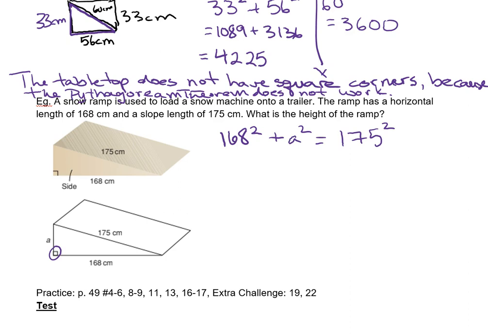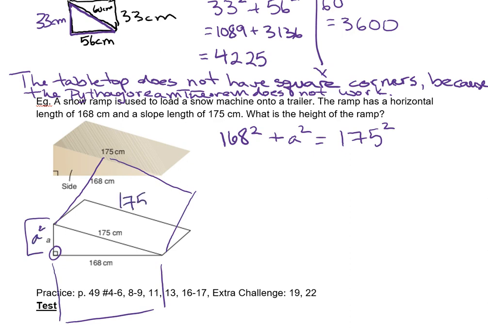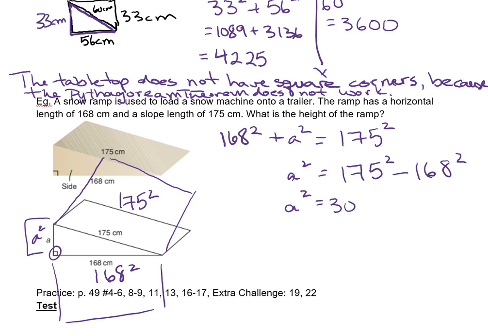Okay, so this square here is the same as this square plus this square. So then this square has to be this square minus this square. So I know a squared is going to be the big square minus one of the other little squares. So 175 squared is a really big number, 30,625, minus 168 squared, 28,224. And if I subtract those two, 2,401.